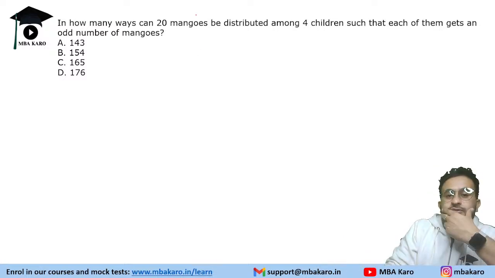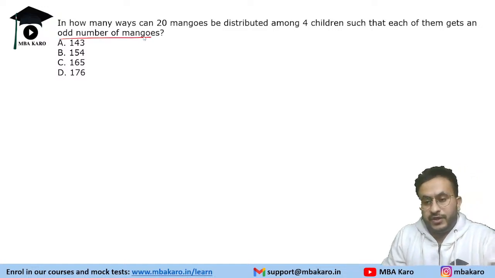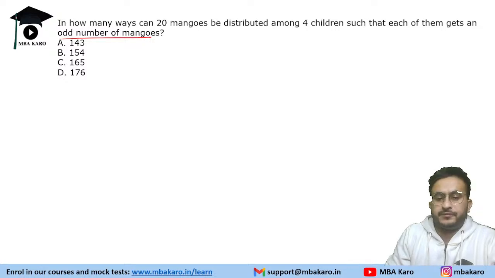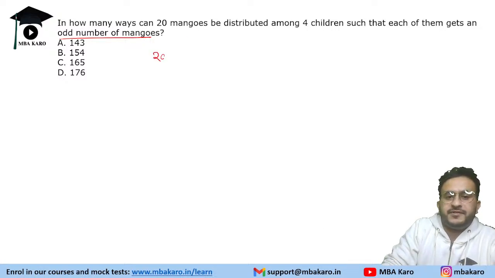Okay, in how many ways can 20 mangoes be distributed among four children such that each of them gets an odd number of mangoes? This is a question based on the number of solutions of an equation. Let us say the first person gets 2a plus 1 mangoes, where a, b, c, d are whole numbers.